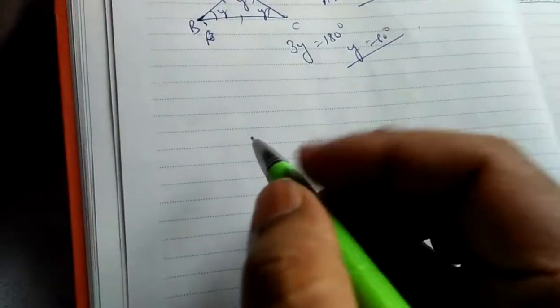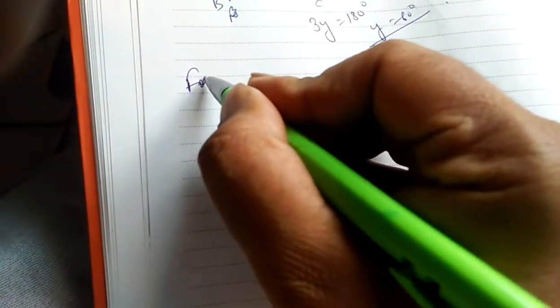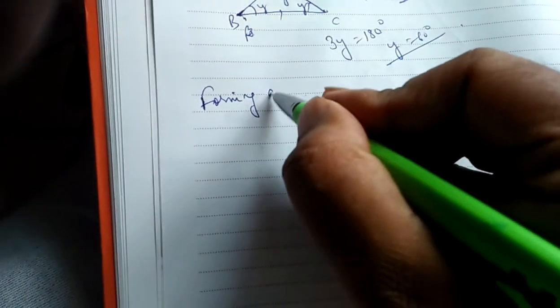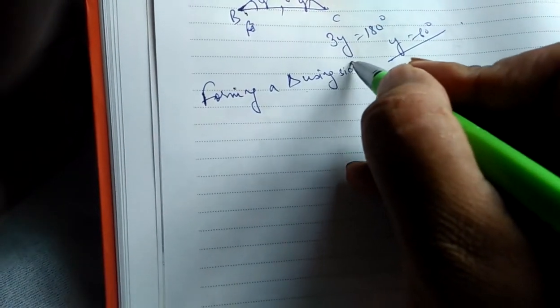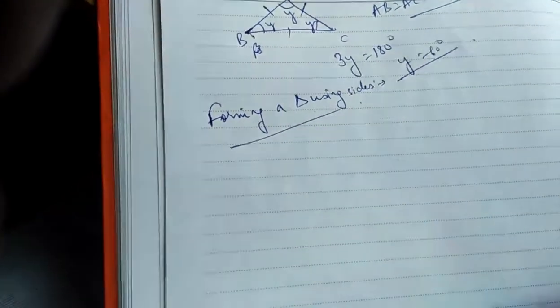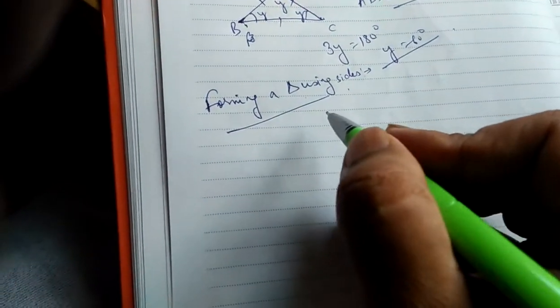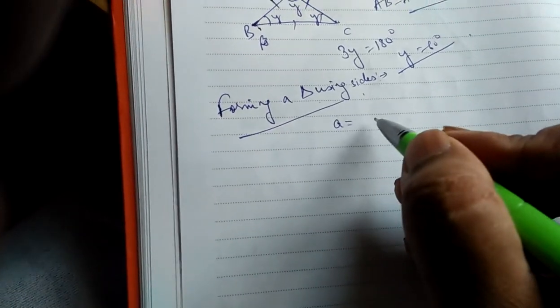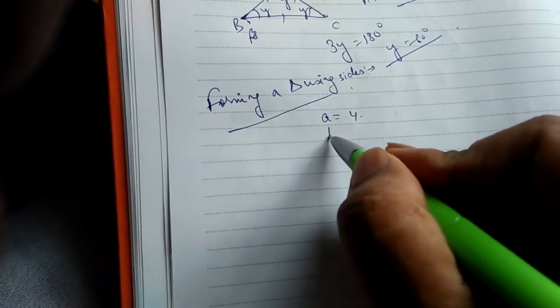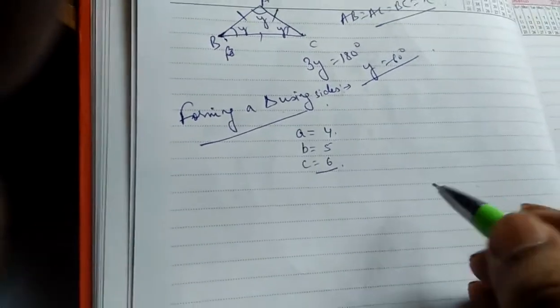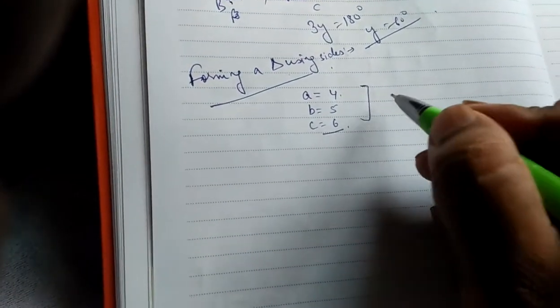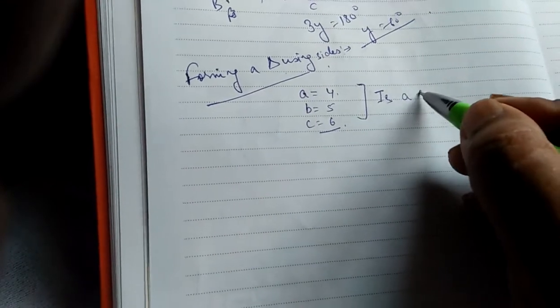Now let's move on to a simple concept: forming a triangle using sides. In this concept, let's say the length of one side is 4, the length of the second side is 5, the length of the third side is 6. The question that has been asked is: is a triangle possible?